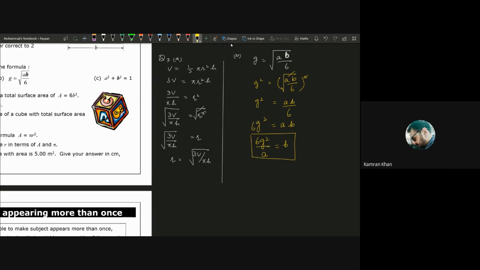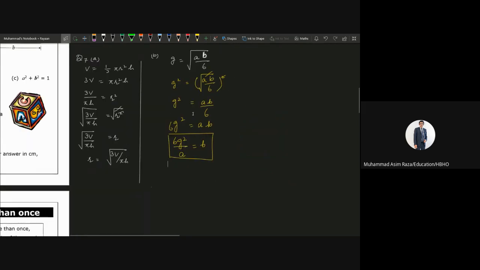This is how we have to do it. Do you understand? Yes, sir. And similarly, look at part C. We will be doing it over here.